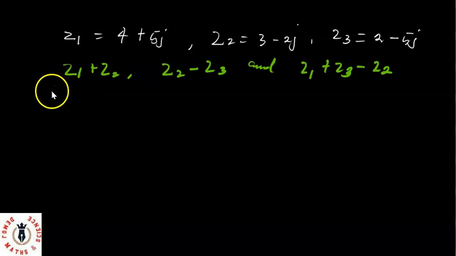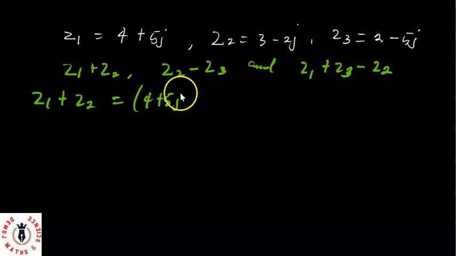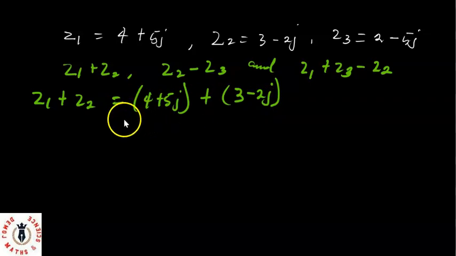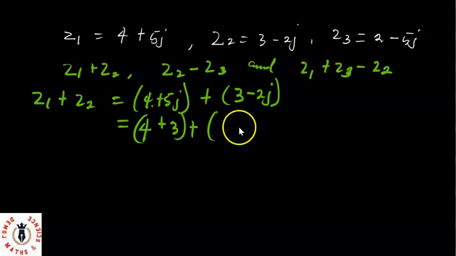Now, this method is actually referred to as the rectangular method, and here we'll be using the rectangular method or the Cartesian method. Now, z1 plus z2 will be equal to 4 plus 5j plus z2, that's 3 minus 2j. Now, to expand this bracket, it becomes 4. I'm going to pick 4, which is the real part, and sum the real parts together, plus, and now the imaginary part, 5j minus 2j.